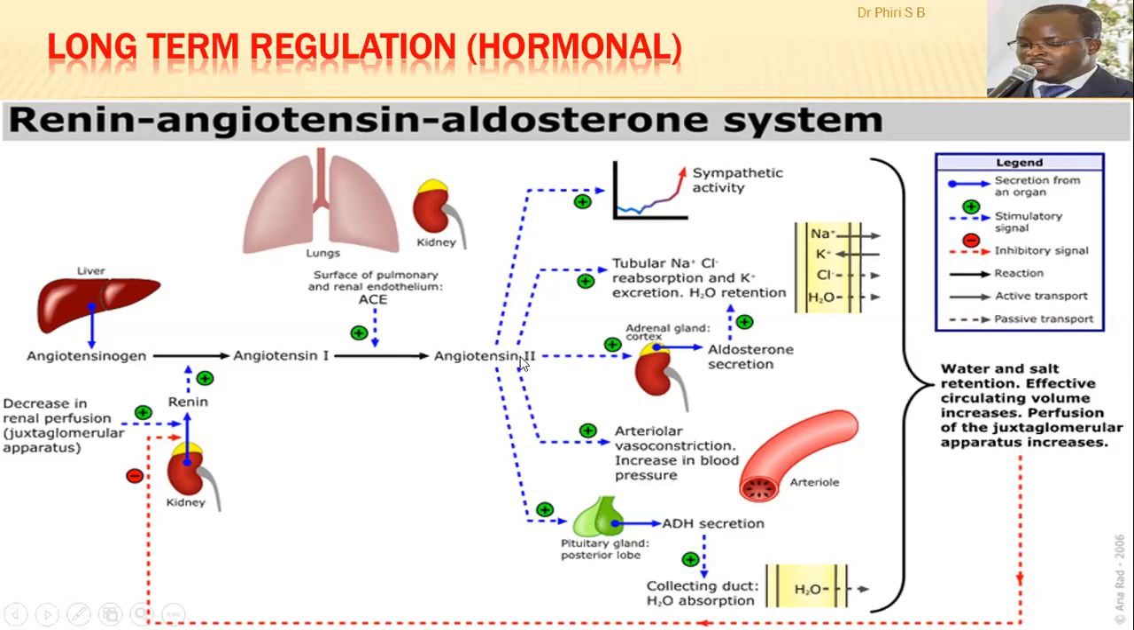Angiotensin 2 will also have an effect on blood vessels. It's a vasoconstrictor. So it's arteriolar vasoconstriction, an increase in blood pressure. So you know to say if you have arteriolar vasoconstriction, the total peripheral resistance is increasing, blood pressure is going to increase. Then it has got an effect on the pituitary gland.